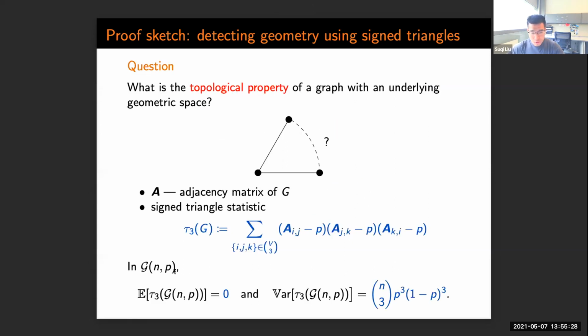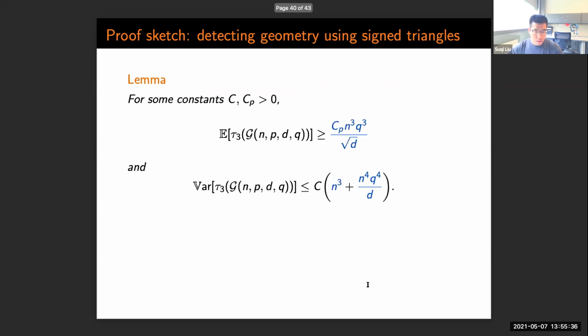In GMP, by simple calculation, we can show that the expectation of the Sine triangle is 0, and the variance is of order n to the cube. And we have shown that in GMPDQ, the expected number of Sine triangle statistic is lower bounded by n cube q cube over square root d up to constant. And the variance is upper bounded by n to the fourth q to the fourth over d up to a constant.